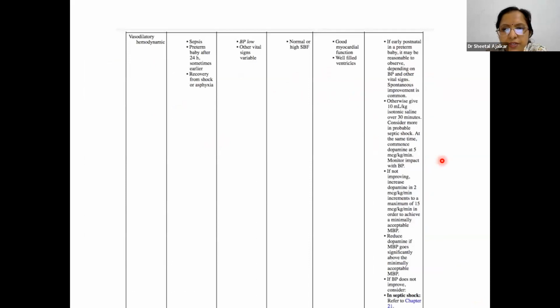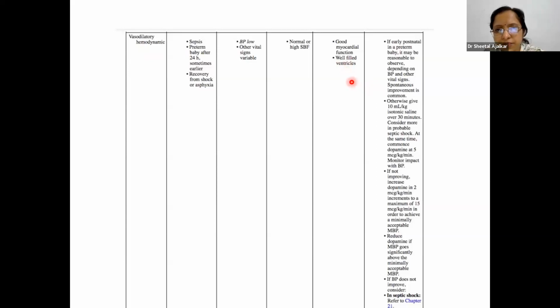So if there is vasodilatory hemodynamics, like in septic shock, it could be sepsis, or any baby after 24 hours of life, or recovery from shock or asphyxia. Here the BP can be low because the systemic vascular resistance is low, and other variable signs can be there. It is normal to high systemic blood flow and low BP, if there is good myocardial function or well-filled ventricles. There can also be myocardial dysfunction along with vasodilatory hemodynamics, but we are specifically talking about the vasodilatory status. Here the systemic vascular resistance is low along with good myocardial function.